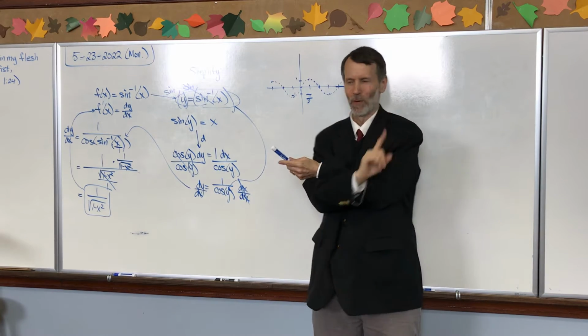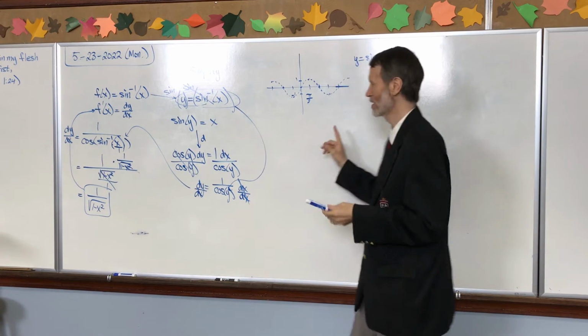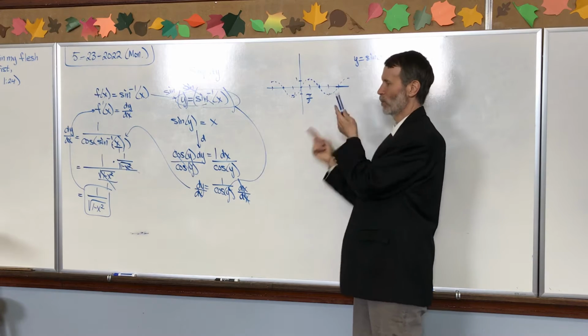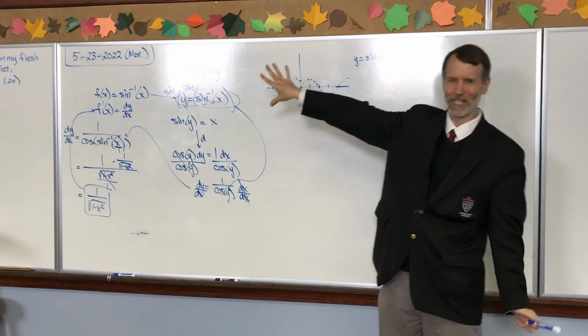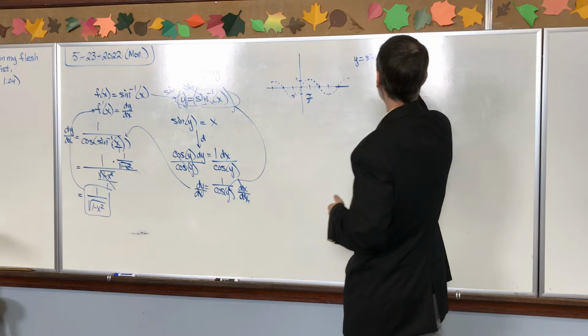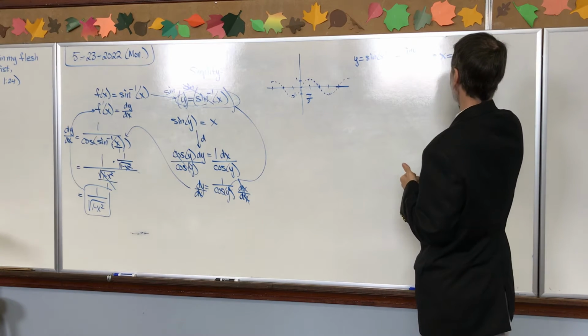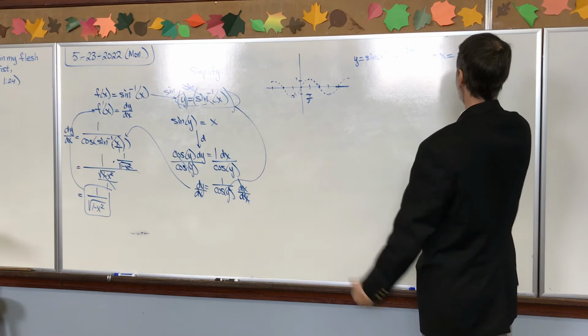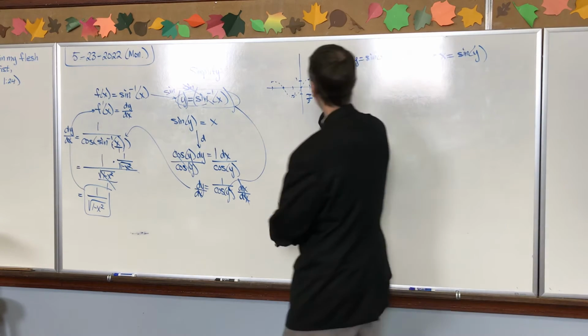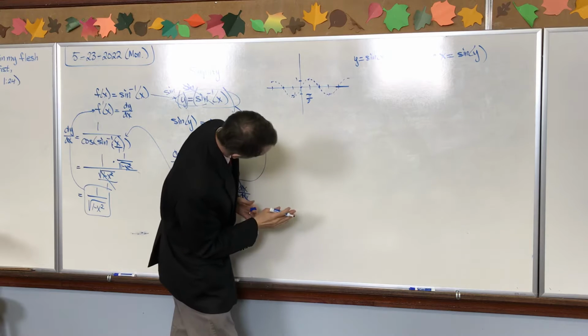Remember that? When I give you a big, huge formula with x's and y's, if you trade every x with every y, the graph transforms into the inverse. Watch what I'm about to do. The inverse looks like this: x equals sine of y. And let me show you what that looks like. It's now sideways.